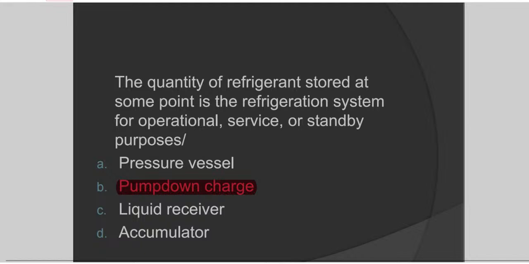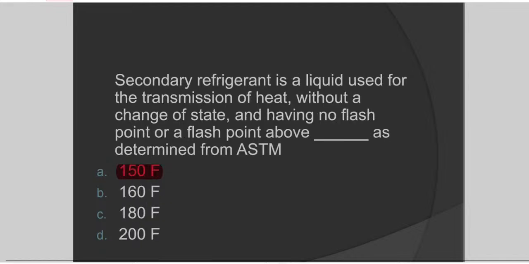C. Liquid receiver. D. Accumulator. Secondary refrigerant is a liquid used for the transmission of heat, without a change of state, and having no flashpoint or a flashpoint above ______ as determined from ASTM. A. 150 F. B. 160 F. C. 180 F. D. 200 F.